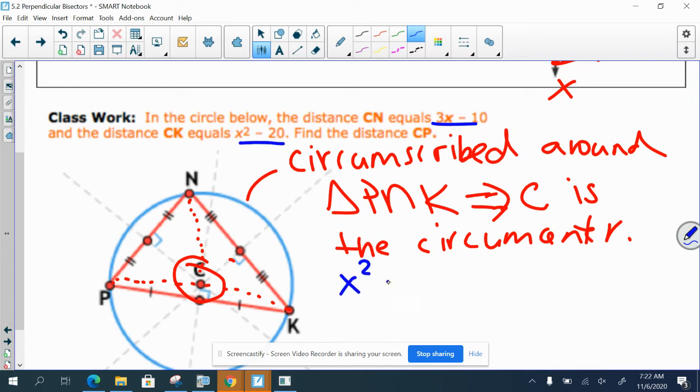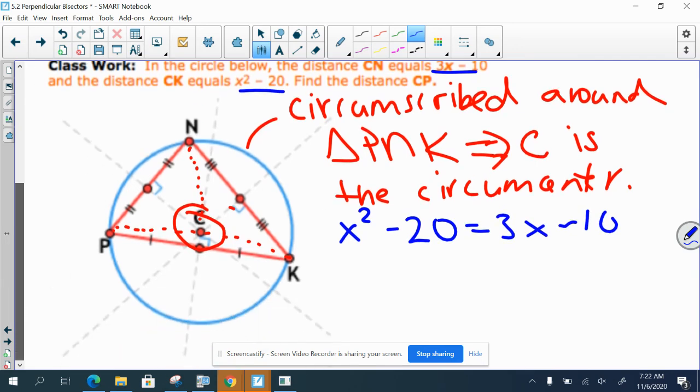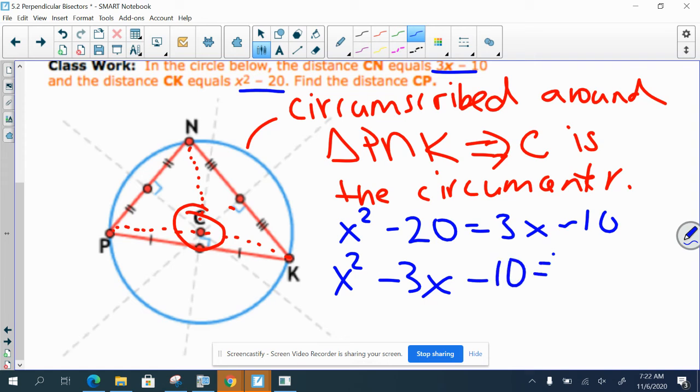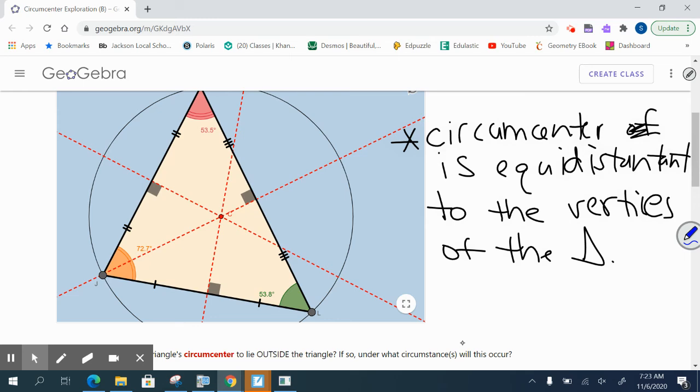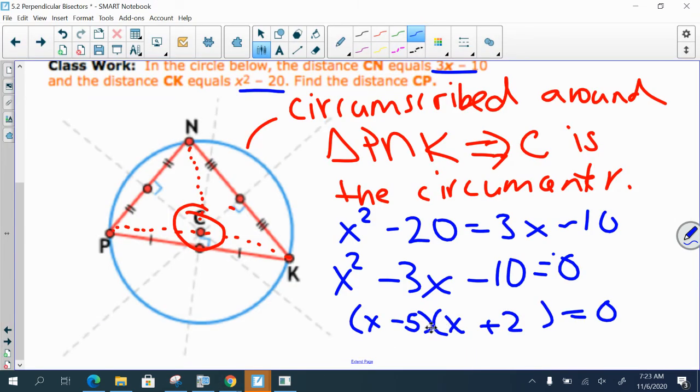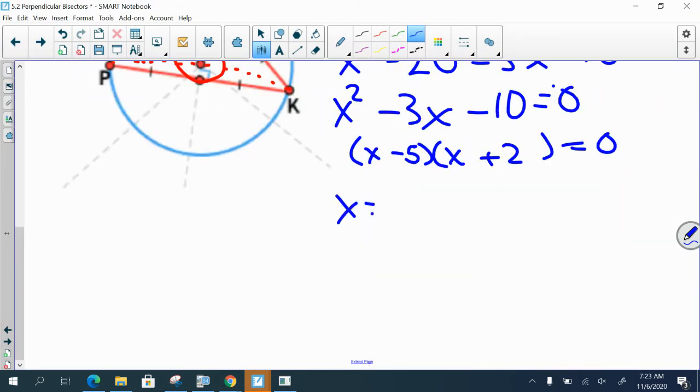So let's do x squared minus 20 equals 3x minus 10. And this problem involves factoring. So let's move everything over to one side of the equation. Minus 3x plus 10 is minus 10. If we were to factor this, we would put x in the first position, and what multiplies to 10 but adds to negative 3? That would be negative 5 and positive 2? Oops, oh goodness. So our answers would be x equals 5, x equals negative 2.